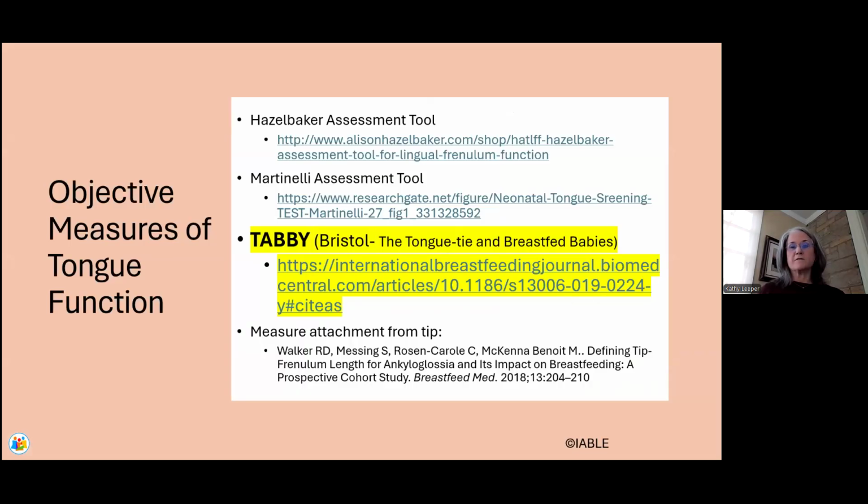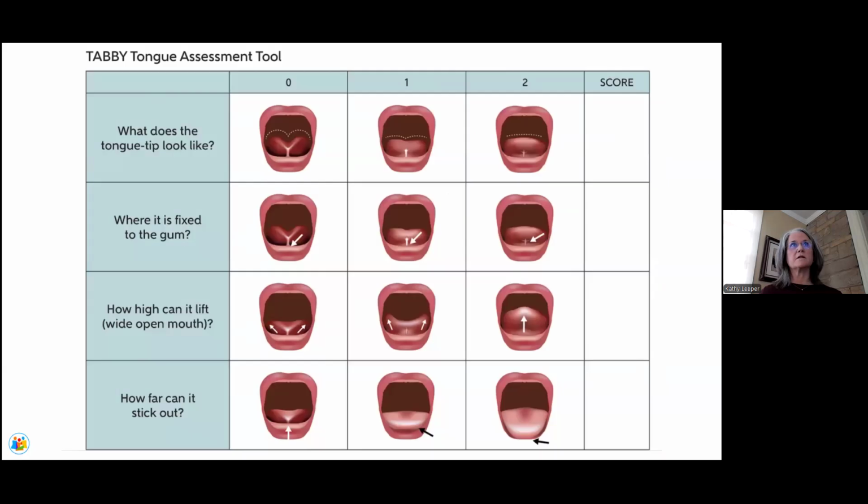There are some objective tools to use when trying to decide, is this tongue tie a problem? Is this lingual frenulum a problem? Is it a tie or is it just a frenulum? And I've highlighted the one that I think is most useful. The other ones are much more involved than the TABBY, which was developed in Bristol, England. And this is it. You just look at what is the appearance of the tongue tip, where does the frenulum attach? Front, middle, back. Where does it attach at the gum line? Front, farther back, way back.